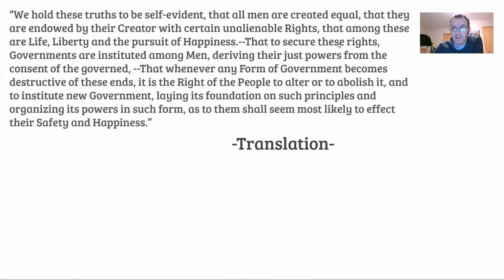And then the second part, that to secure these rights, governments are instituted among men. So instituted, created. Governments are created to secure rights and deriving their powers from the consent of the governed. The power of the government is because the people approve of it. They say, yes, this is our government. And then it changes tone. So the first part's all about what a government should be doing. And the second part is about what happens if it's not taking care of you.